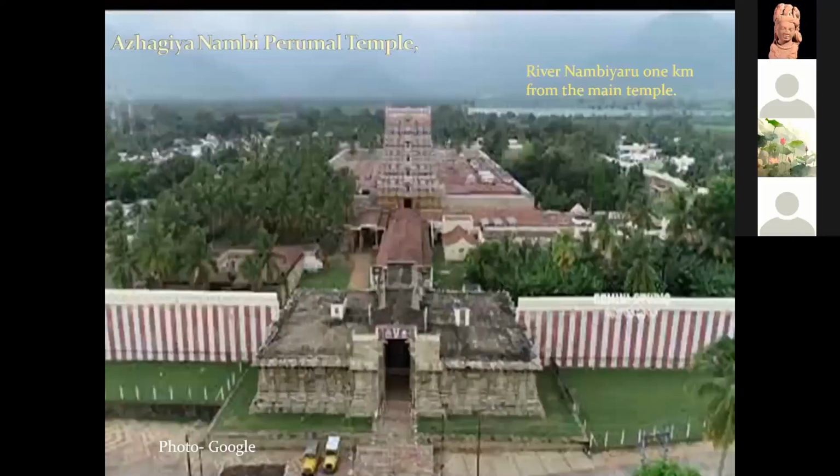So this is the entire temple plan. This is the entrance, and this first Gopuram is unfinished. This is the second Gopuram where the sculptures are.